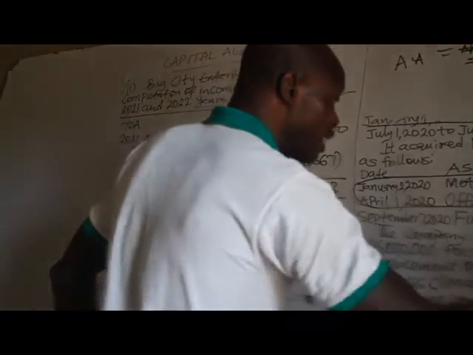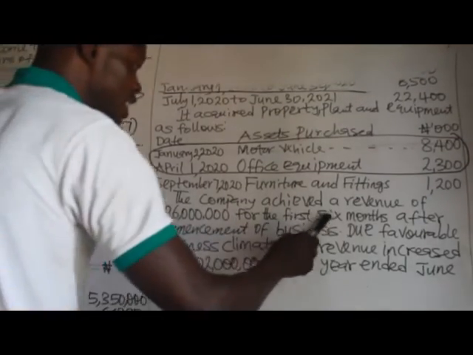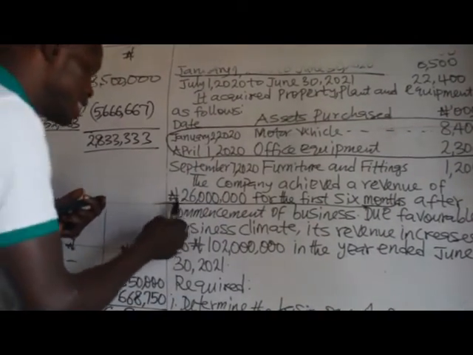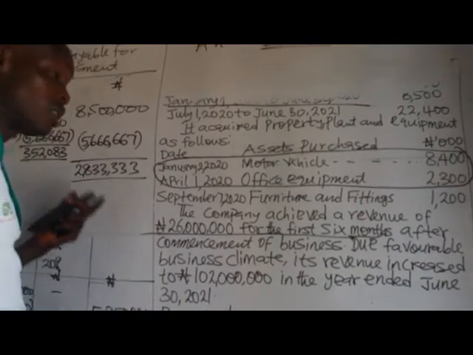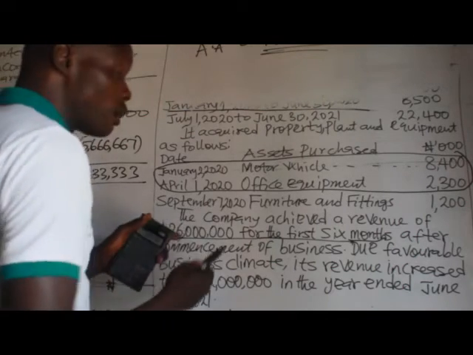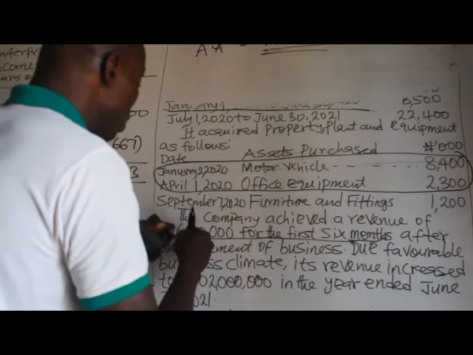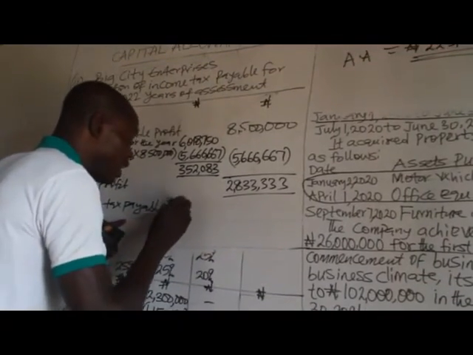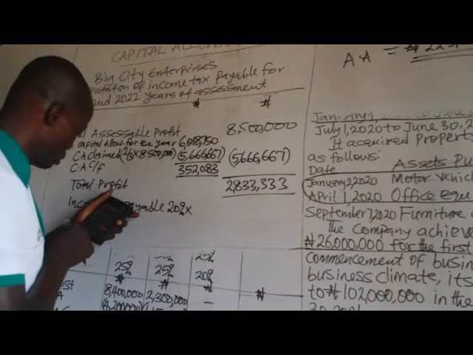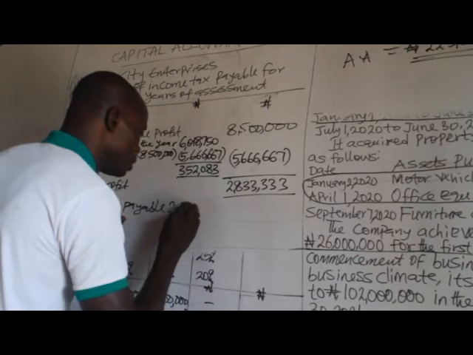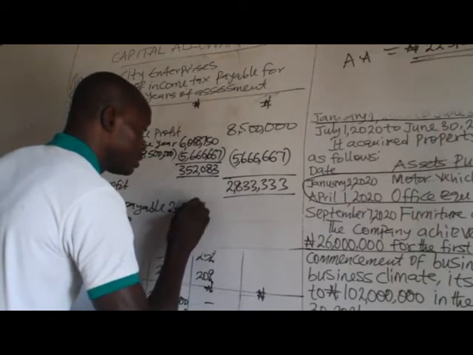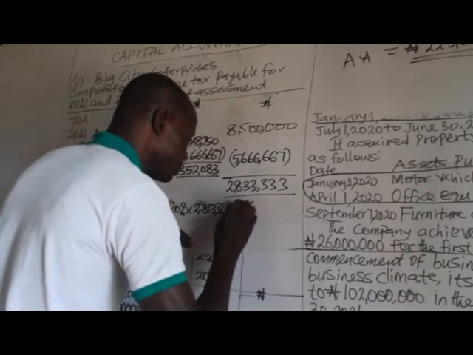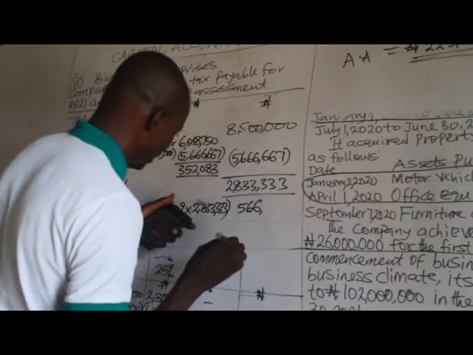Now look at this company. The company achieved a revenue of 26 million for the first 6 months. Revenue of 26 million is greater than 25 million but less than 100 million, therefore we are going to use the lower rate of 20%. So the company is said to be a medium-sized company in 2021 year of assessment. So we use the lower rate of 20% of our total profit of 2,833,333. 20% of that gives us 566,667.